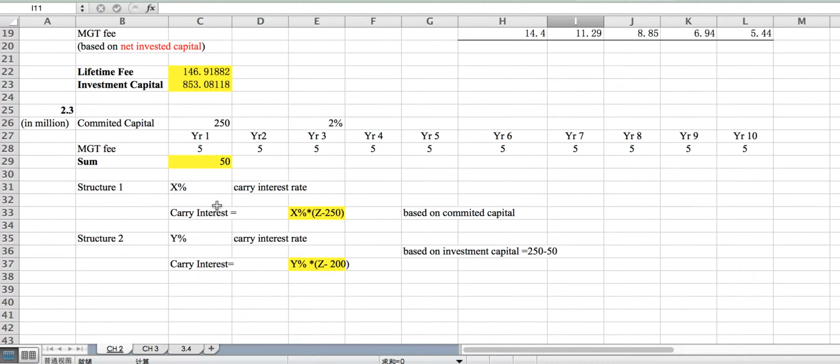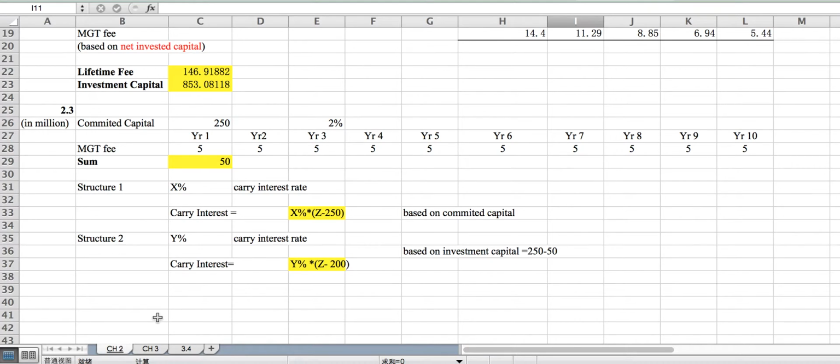There are two structures. The first structure is based on the committed capital, so I use the exit proceeds of Z minus 250 and then times X% to get the carry interest. For structure 2, it's based on the investment capital of 200. So we use Z minus 200 and times Y%. Then I can get the carry interest.